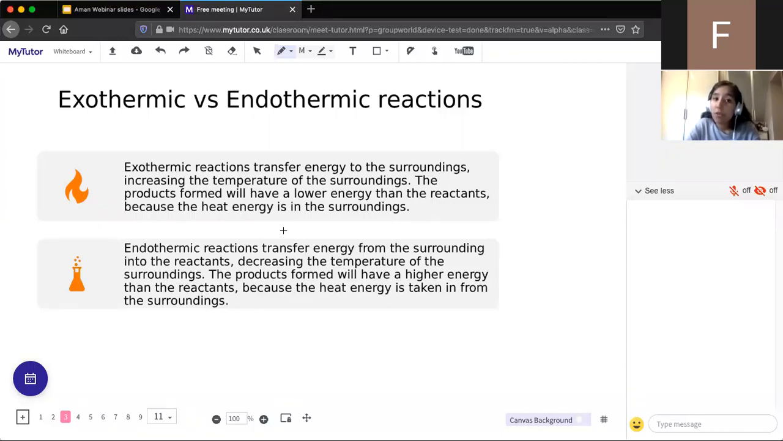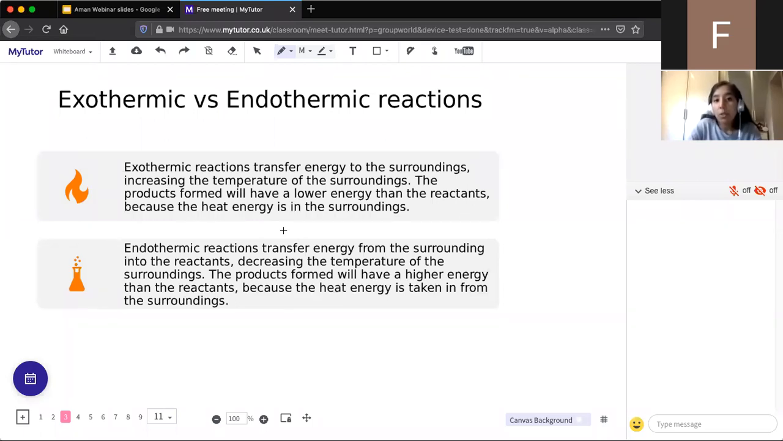The opposite is true for endothermic reactions. So we said endo is like in, and that's when energy comes in from the surroundings to those reactants, and we get a decrease in temperature. So what will happen is, because that energy is coming in from the surroundings, the products will have a higher energy. They've gained some energy from the atmosphere. So the heat energy is taken in from the surroundings.